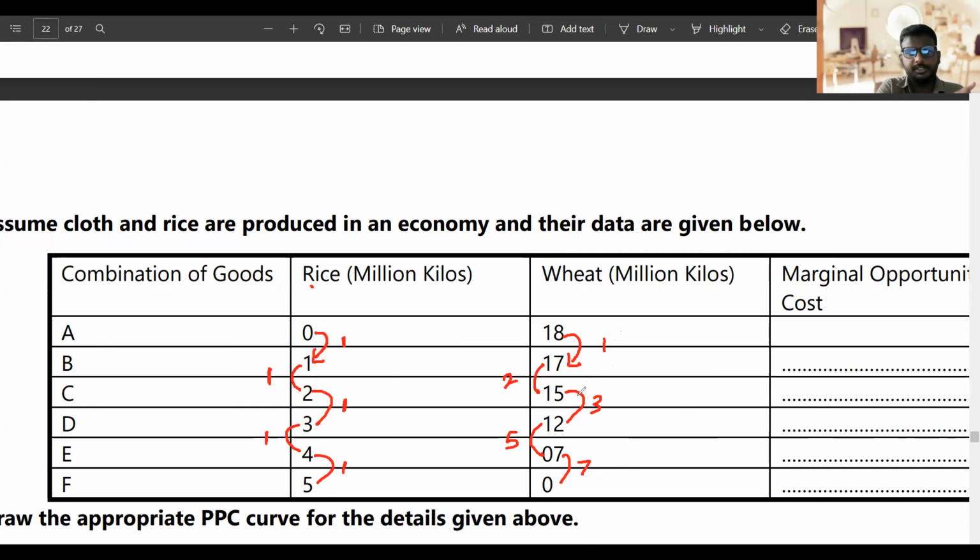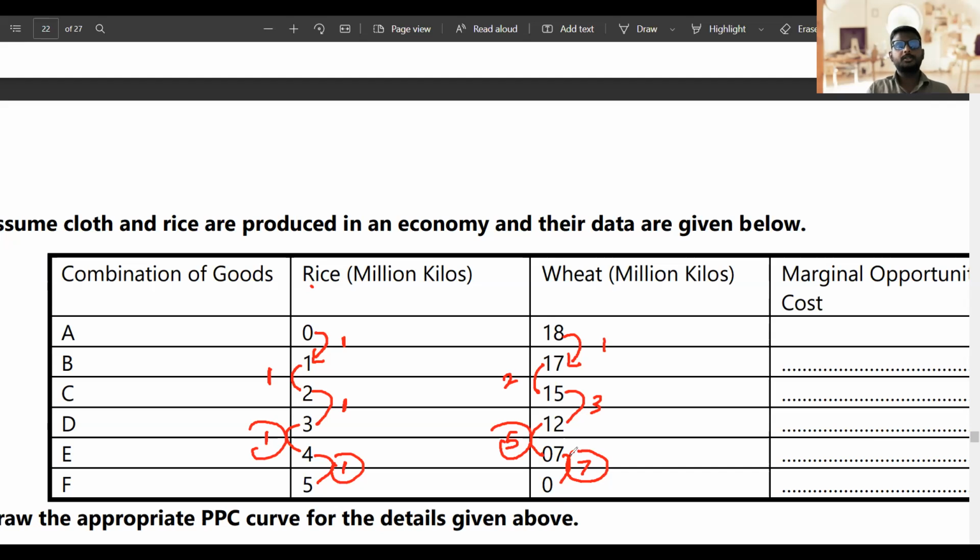At first, for the first unit of rice, in wheat you lost 1. For the second unit of rice, you lost 2 wheat. For the third unit, you lost 3 million kilos of wheat. For the fourth unit, you lost 5 million kilos of wheat. For the fifth unit, again only 1 unit, but here you have lost 7 million kilos of wheat.